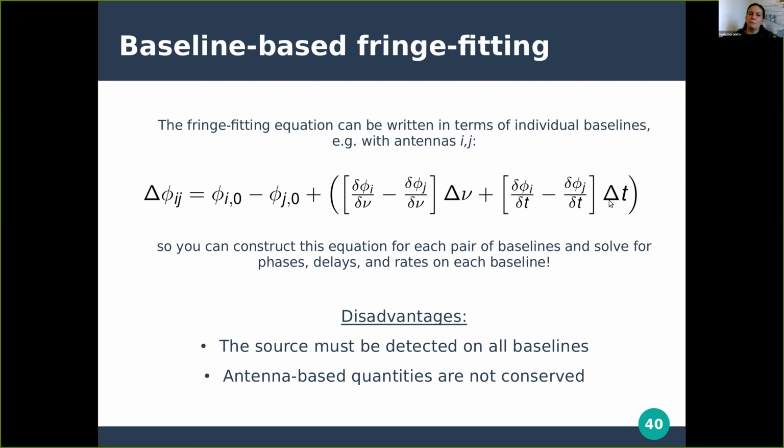So essentially what you do in baseline-based fringe fitting is you construct this equation for each pair of antennas and you solve for the phases, delays, and rates on each baseline. So you're not solving for the individual antenna quantities, you're solving for this term here. The disadvantage here is that the source has to be detected on all baselines. You have to have good enough signal to noise on each baseline to be able to solve each of these equations. And the antenna-based quantities are not conserved because you're solving for this term, not each antenna quantity individually.